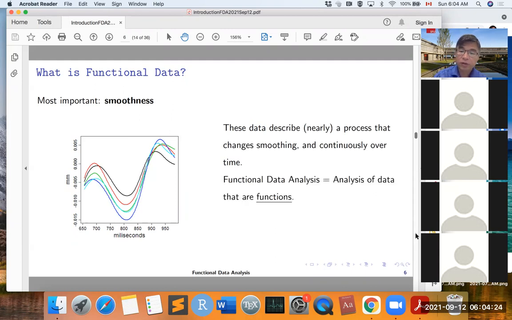Basically, functional data analysis means analysis of functions. These functions can be one-dimensional functions, like the examples I showed you, which are functions of time. They can also be functions of spatial locations, in which case it may be image data. An image can be looked at as a function of two-dimensional or three-dimensional spatial locations, and can also be viewed as functional data.